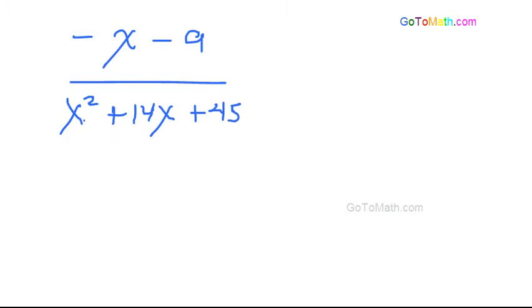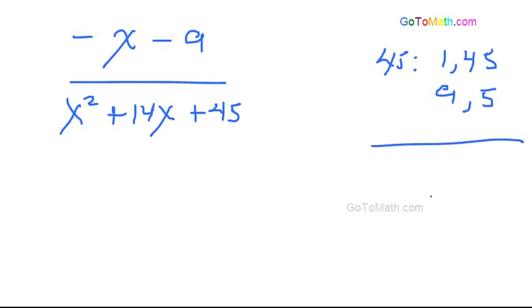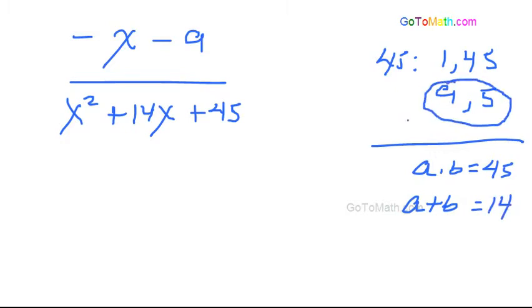Well, I've got a feeling we're going to be factoring out a negative 1 up here, but let's take a look at the denominator first. Let's factor this if we can. So we've got 45. It's either going to be 1 and 45 or 9 and 5, probably. We need two numbers that multiply to give us 45, and when we add them, we get 14. And guess what? It looks like 9 and 5.